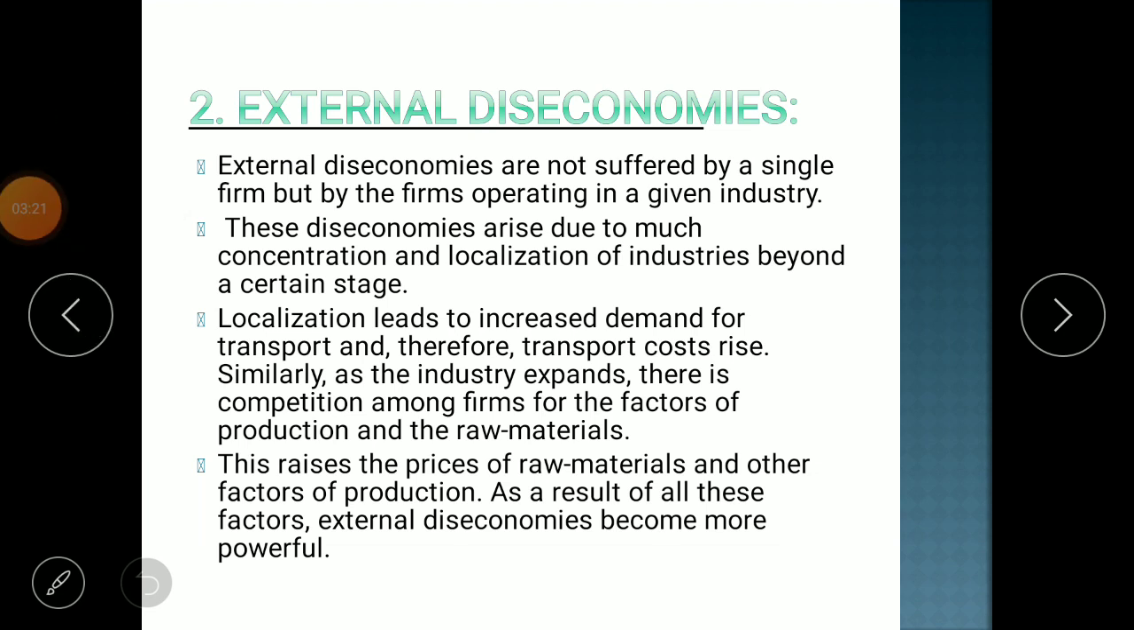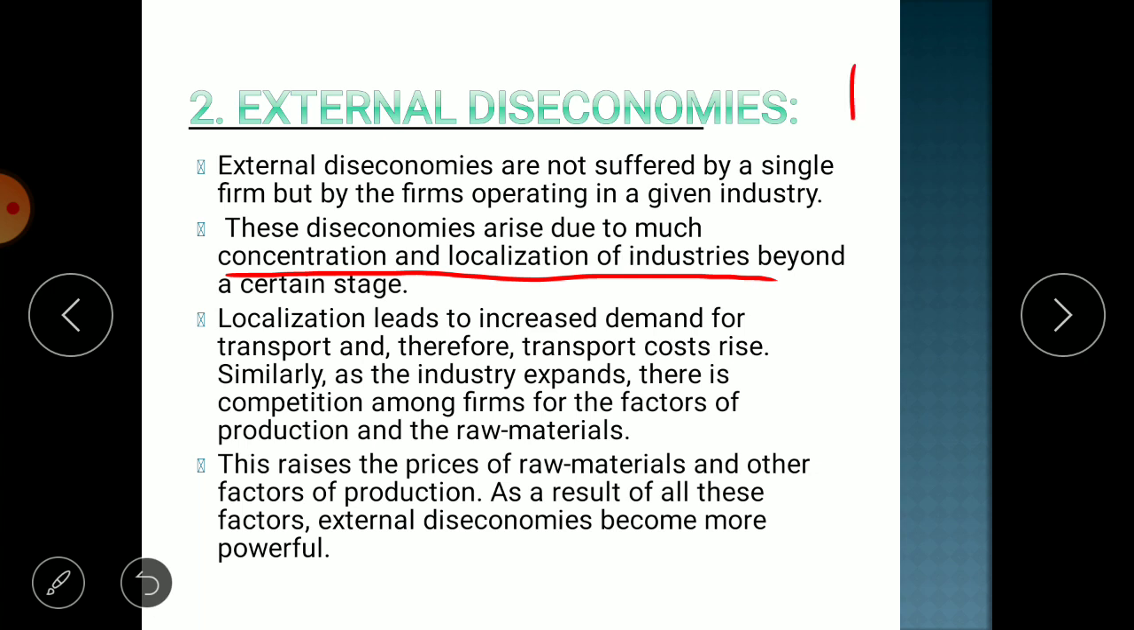External diseconomies are not suffered by a single firm, as I have just told you, but by the firms operating in a given industry. Means every firm which is operating in an industry, their cost of production is increasing. These diseconomies arise due to much concentration and localization of industries beyond a certain stage. One reason is given here for why cost of production increases, why diseconomies arise: much concentration and localization of industries beyond a certain stage.